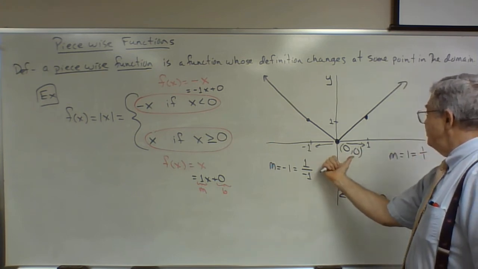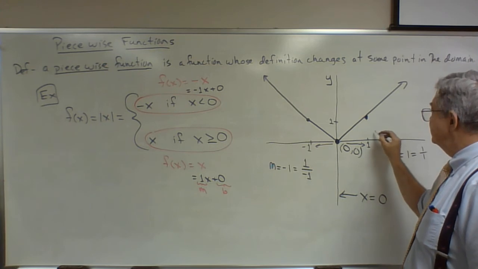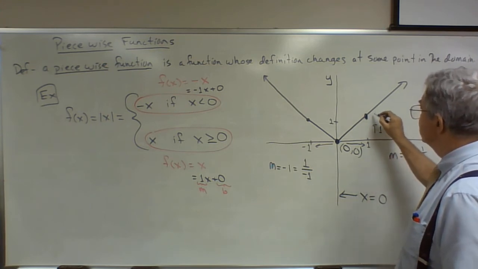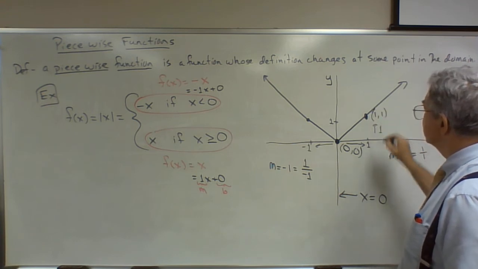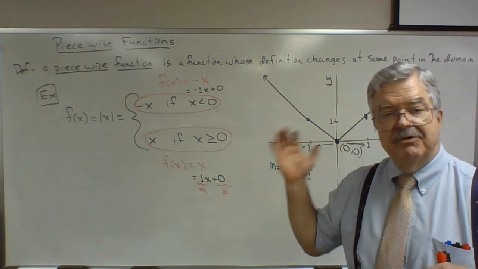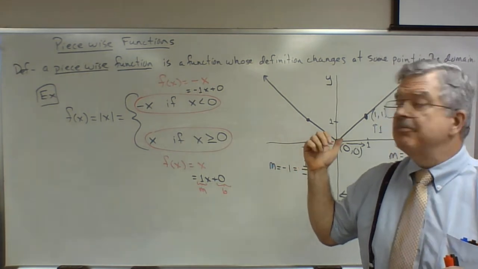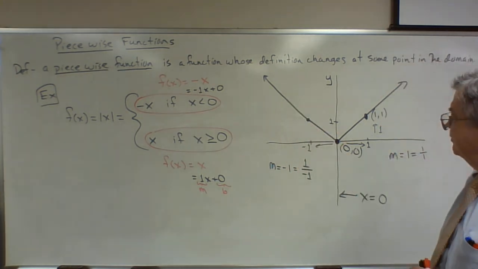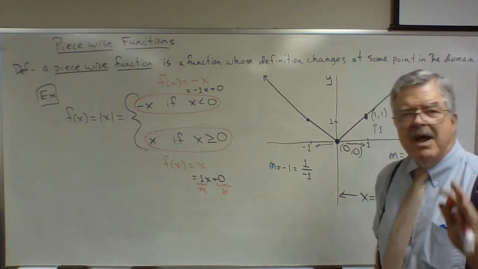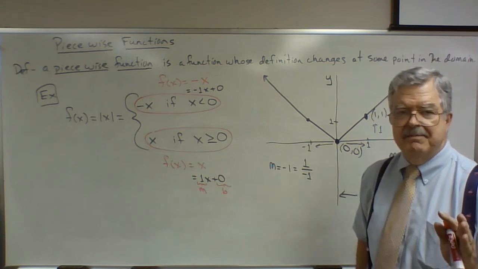So positive 1 unit in the x direction, positive 1 unit in the y direction, and here's a point, 1, 1. Okay, that's what my absolute value function looks like. Now we knew that already. That was what we did in our last example prior to looking at piecewise functions. But this is our first example looking at piecewise functions, and I'm not done with it yet.